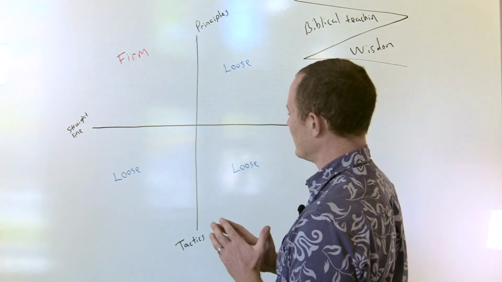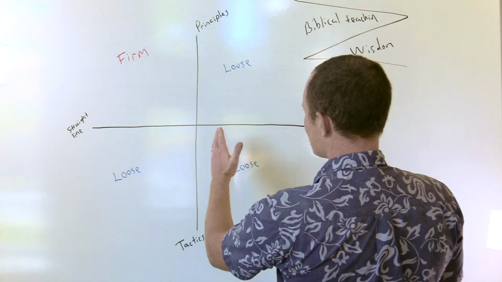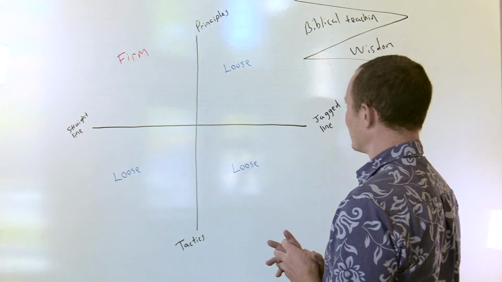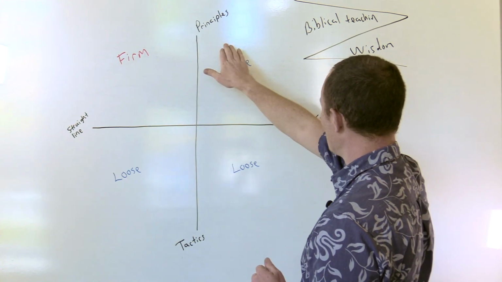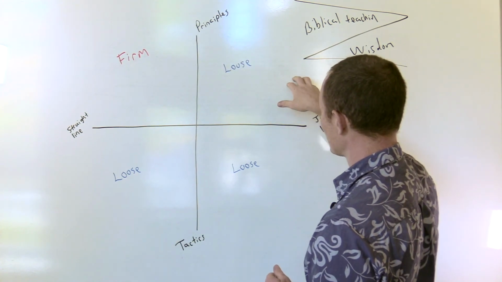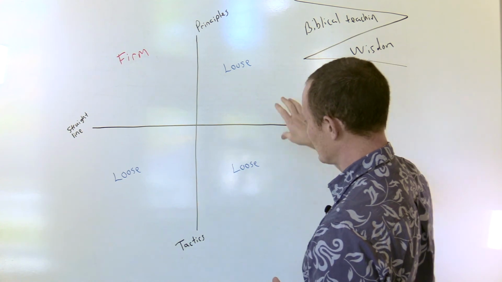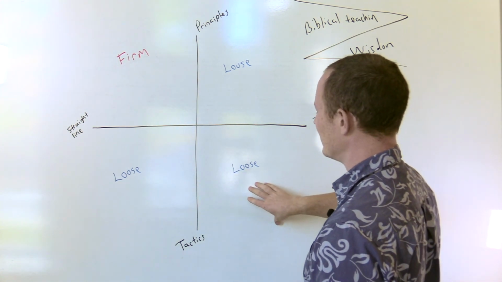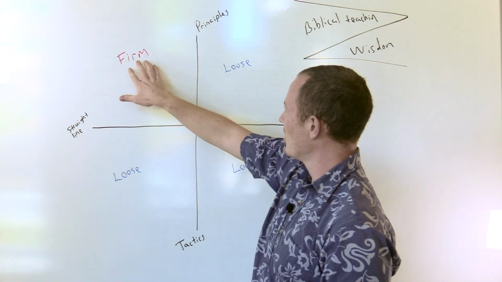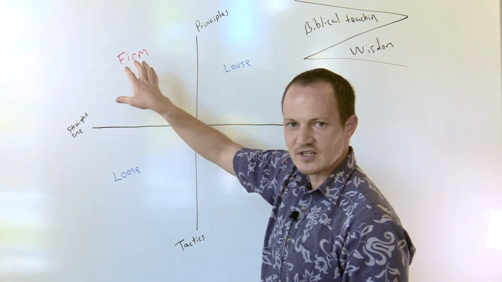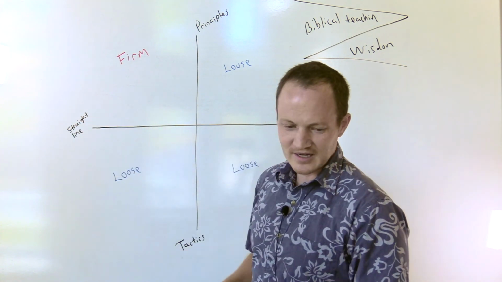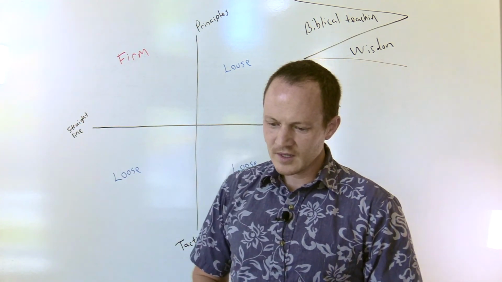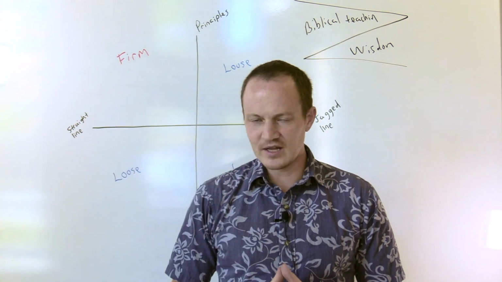The other place we need to be careful is on this side between straight line and jagged line issues. If you look here, in each quadrant, so maybe we're clear on the principle of the matter, but it's a jagged line for how it works out to policy, we need to be loose. We talked about anything on the tactic side, we need to be loose. The only quadrant that we can really hold firm as a church and as Christians largely is where the principle is clear and it is a straight line issue. And that is where the church needs to be firm.